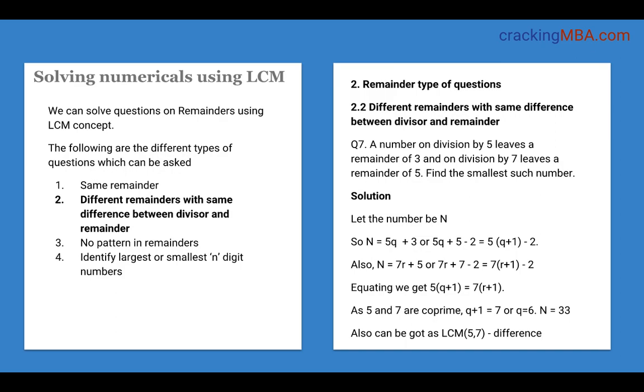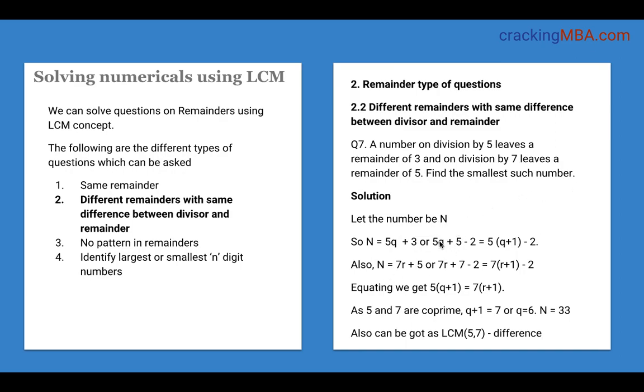Now let's look at the next type of question. They leave different remainders, but the difference between the divisor and the remainder is constant. Let us look at this question. A number on division by 5 leaves a remainder of 3, and on division by 7 leaves a remainder of 5. Find the smallest such number. Here we observe that the difference between the divisor, which is 5, and the remainder, which is 3, is 2. Similarly, the difference between 7 and 5 is 2. So different remainders of 3 and 5, but the difference is a constant value of 2.